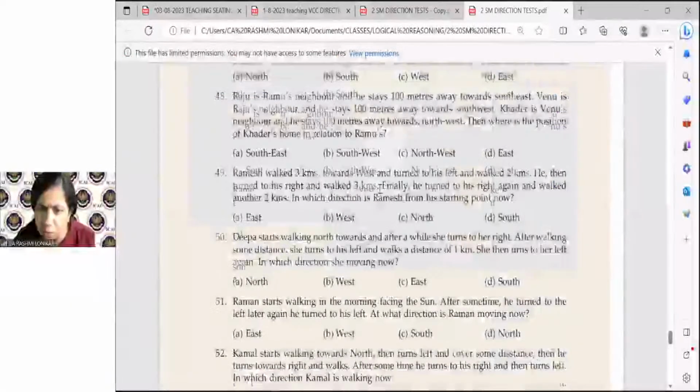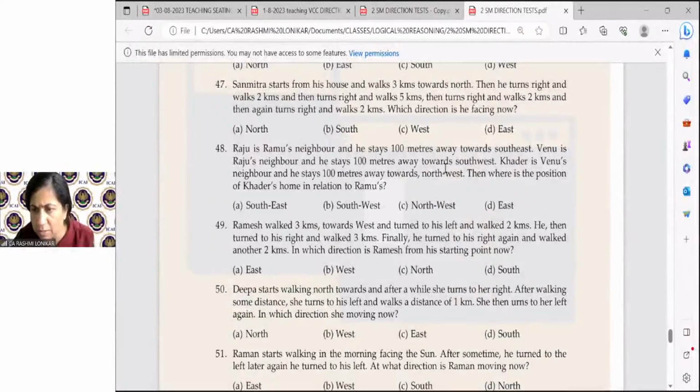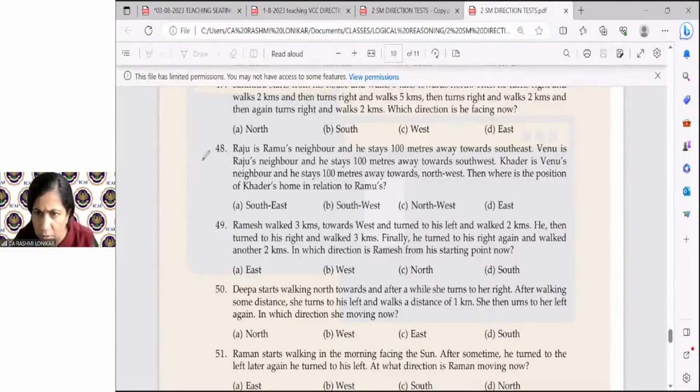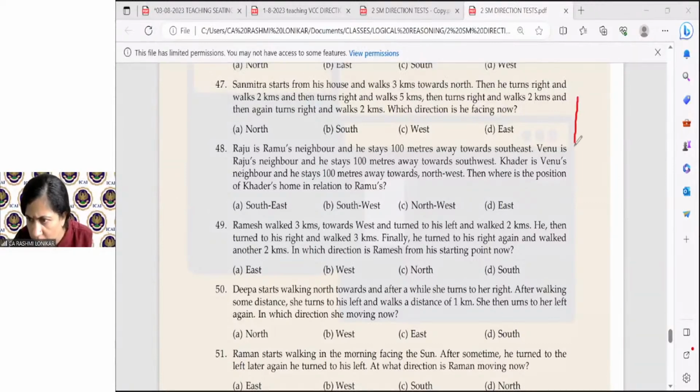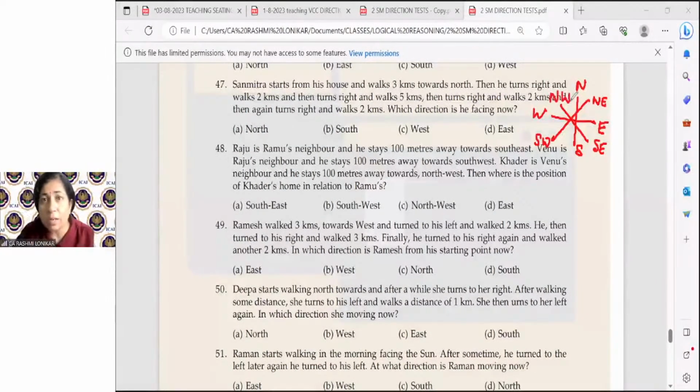Okay. Raju is Ramu's neighbor and he stays 100 meters away towards southeast. Let me write over here. Now what happens here is, this is my north, this is my south, this is my east, this is my west. This is my northeast, this is my southeast, this is my southwest, this is my northwest. Okay, clear till here? 48 sum. Raju is Ramu's neighbor and he stays 100 meters towards southeast. Where is southeast? Here.